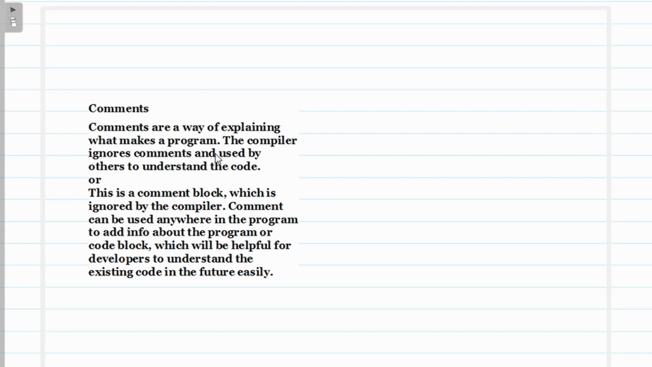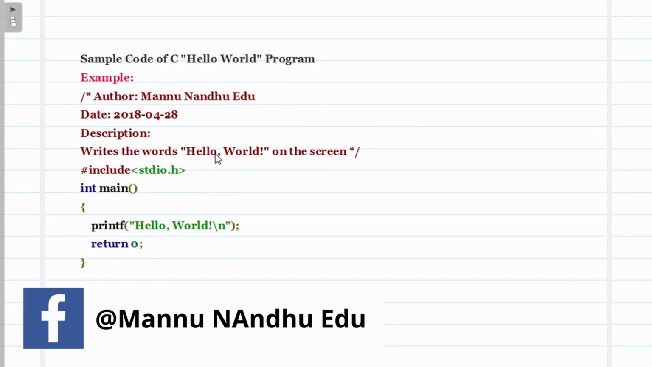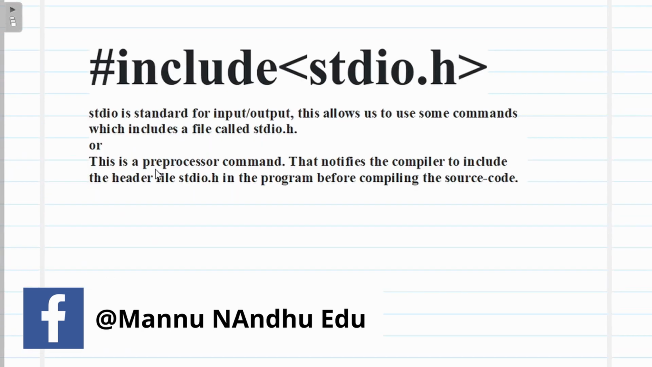So in this program we use a comment line, which is helpful for a developer to understand the coding. Now we have seen these are comment lines, and now we will see this hash include stdio.h. stdio.h is a standard for input and output. Standard input and output, this is the explanation for stdio.h.